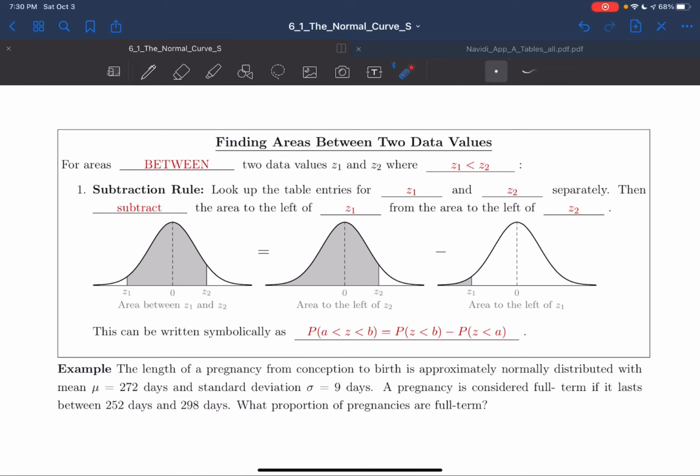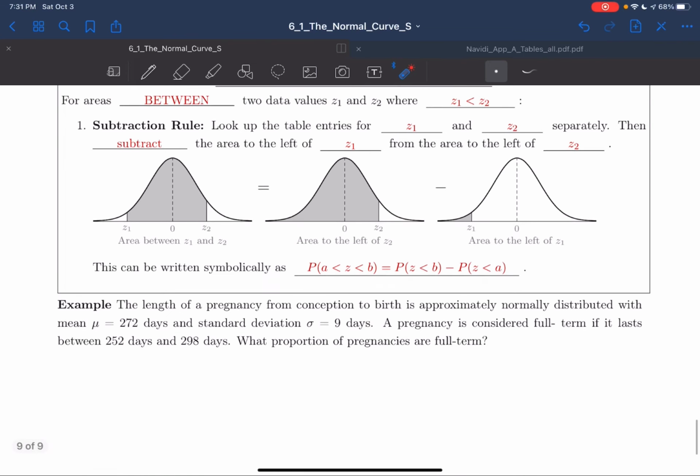Let's say you have some values z1 and z2, where z1 is less than z2. To find the area between z1 and z2, if you think about it, if you find the area to the left of z2 and subtract the area to the left of z1, all you have left is the area between these two values. Because we already know how to find areas to the left of values, we can just subtract these two values. And this is how you can write it in notation.